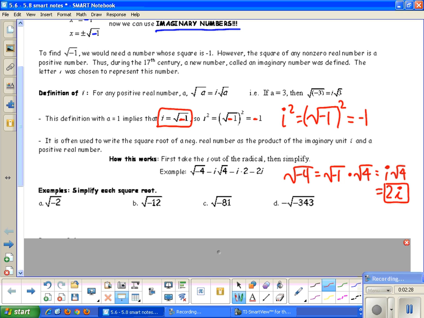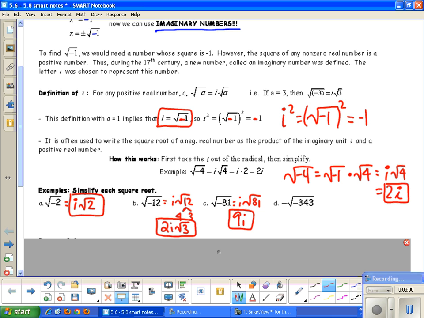The first thing you want to do when you're simplifying these is always take out your i first. So this would be i times the square root of 2. The square root of 2 does not simplify any further, so that's the solution. For the next one, I can rewrite this as i root 12. 12 does reduce because it's the same thing as 4 times 3 and the square root of 4 is 2. So this becomes 2i root 3. For the next one, we get i times the square root of 81, which is 9, so this becomes 9i.